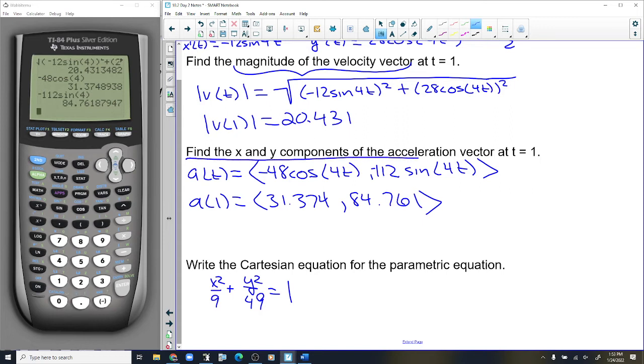I think this is pretty explanatory. This one, magnitude of the velocity vector. How long is it? Well, that's the Pythagorean theorem.